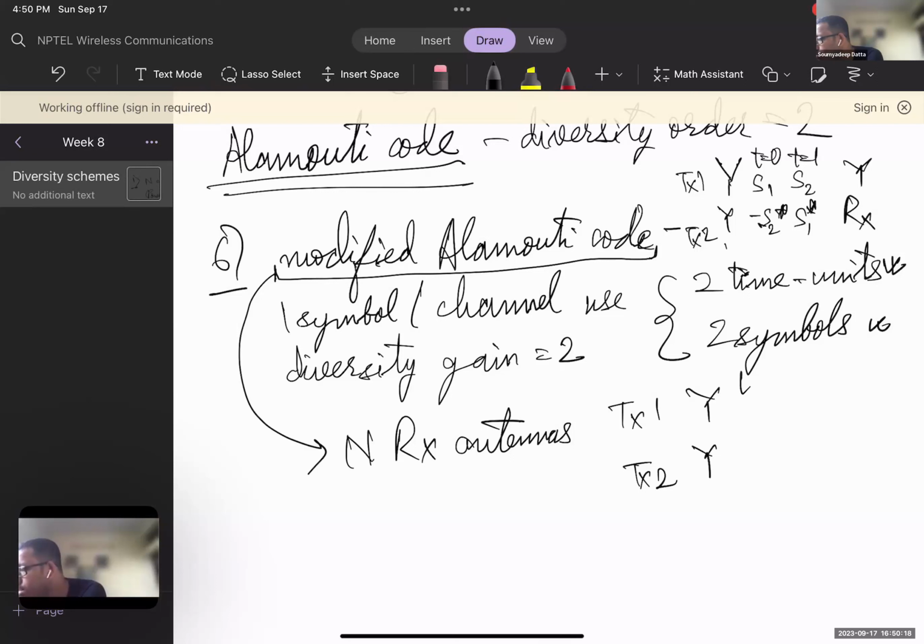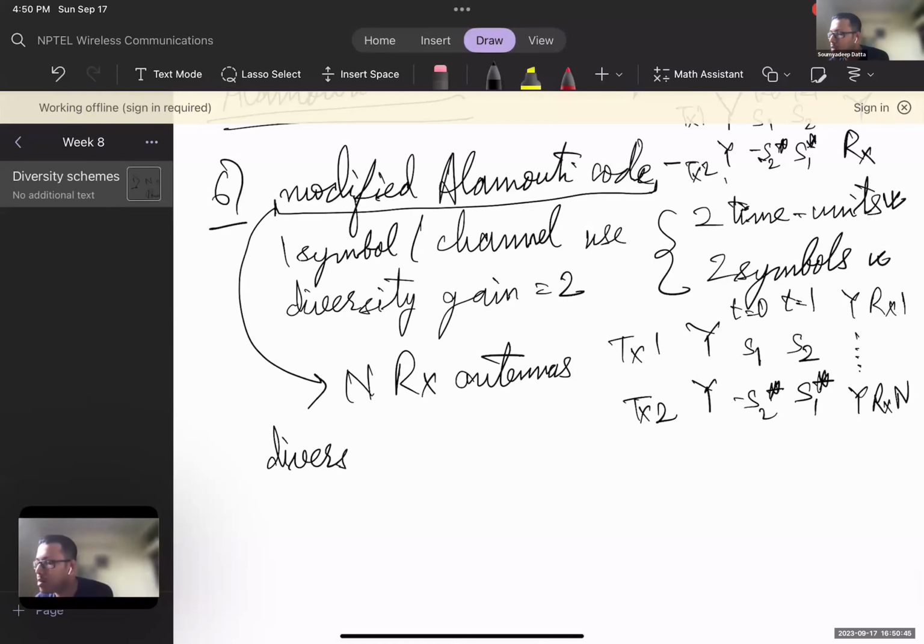Same symbol, same thing you are doing at t equal to 0, t equal to 1. You are transmitting S1 and minus S2 star at t equal to 0, and you are sending S2 and S1 star at t equal to 1. It's just that at RX you now have RX1 till RXn, n antennas. Now you are asked what is your diversity gain for n antennas.